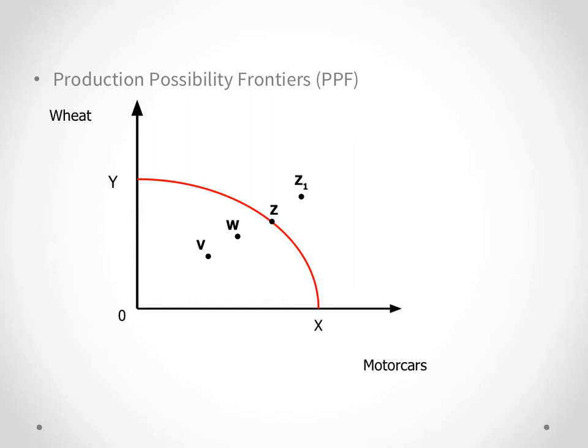Points outside the production possibilities frontier, in this case Z1, are currently unachievable because production at a point on the production possibilities frontier, like point Z, requires using all resources fully and efficiently. Over a period of time, it is very likely that the quantity or quality of resources will change, or that technology will improve, making the economy capable of producing more. This process is known as economic growth, and is shown as an outward shift of the production possibilities curve. For example, economic growth is represented by a shift in line XY to line X1, Y1.